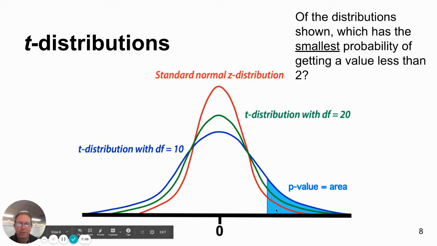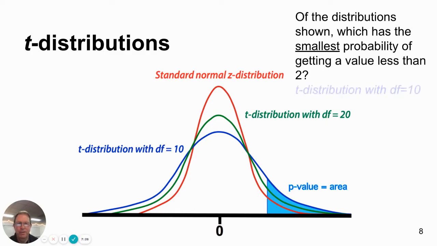The green distribution has the next smallest, and the blue distribution, the t distribution with degrees of freedom 10, has the largest probability of getting a value greater than 2. Well, if it has the largest probability of getting a value greater than 2, then it has to have the smallest probability of getting a value less than 2. So our answer is the t distribution with degrees of freedom 10.